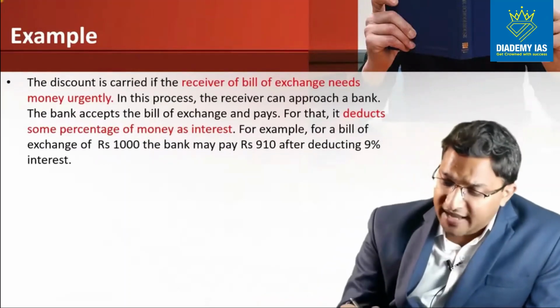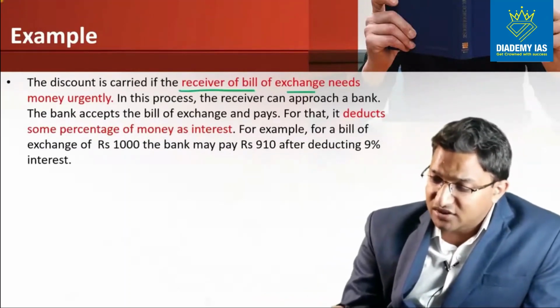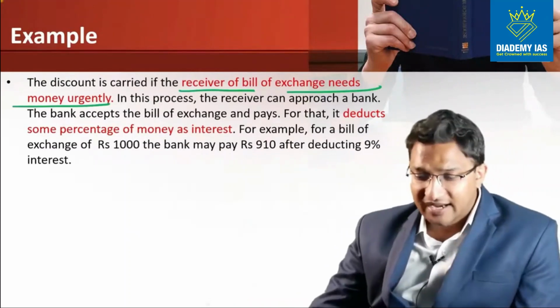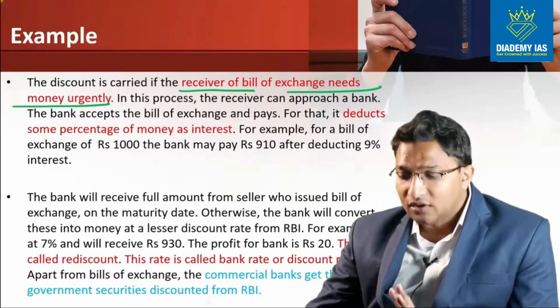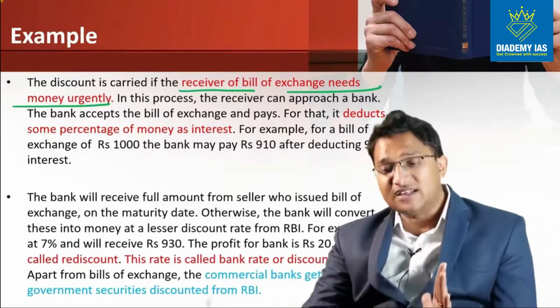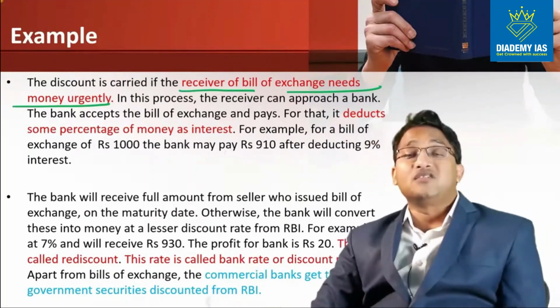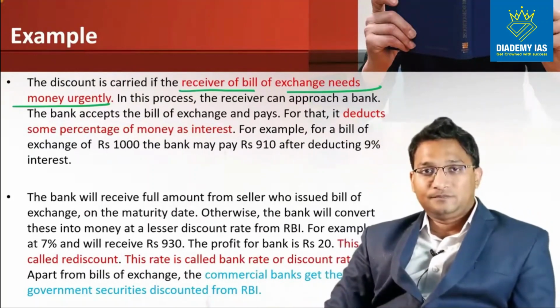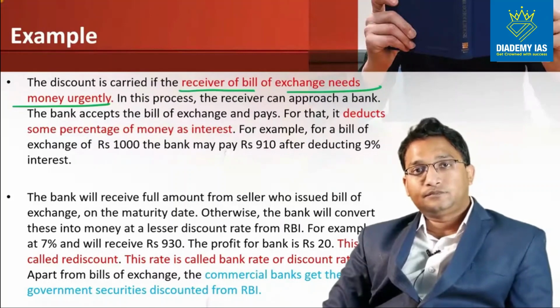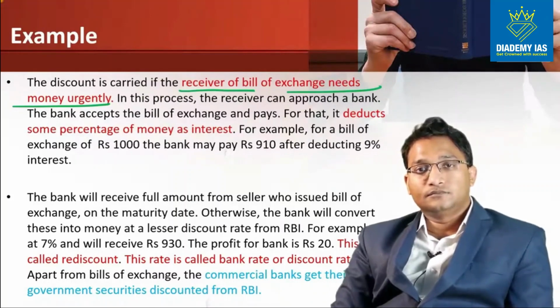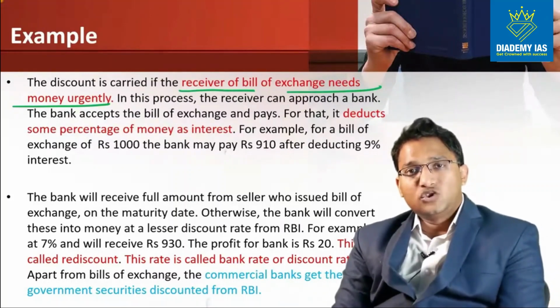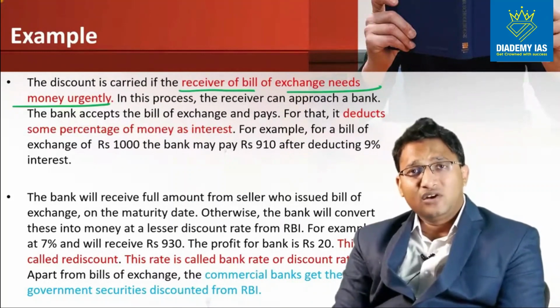Example we have already discussed, so no need to repeat again. The discount is carried out if the receiver of the bill of exchange needs more money urgently. And I have discussed this example with you. Take 1 minute, just read this example so that the concept is very clear to you. The figures will vary a little bit, don't worry about that, but the concept will remain the same.